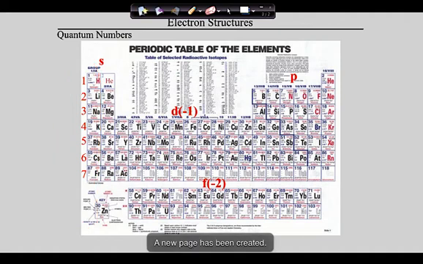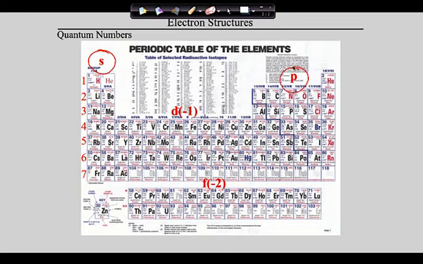Then after you're done with that, you need to label the S sublevel, which you'll notice is 2 boxes wide, representing the 2 electrons in the S. That's on the far left. Then you'll need to label the P sublevel, which is on the right, and you'll notice that it is 6 boxes wide, indicating that there are 6 electrons in the P.